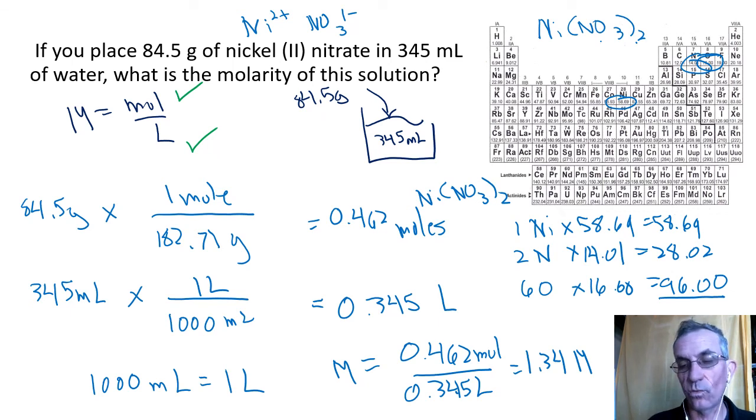All right, so if you mix 84 grams out of this box of nickel nitrate with 345 milliliters of water, that's about the size of a soda can, a regular can of Coke or Pepsi. If you put the two together, you're going to get a solution that's just a little over 1 molar, 1.34 molar to be exact. All right, so that's it for this kind of calculation. There's one more part to this video, and we'll move on to that. We're going to do one more type of math problem in this lecture with molarity. Let me stop this one, and we'll move on to part C.